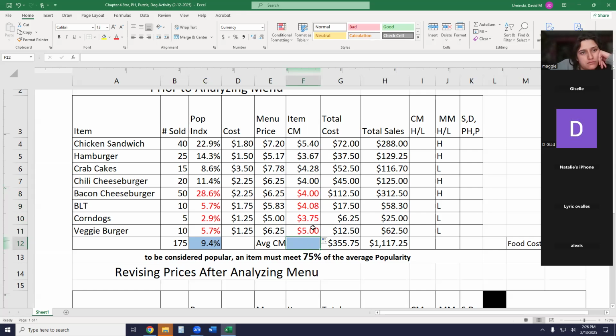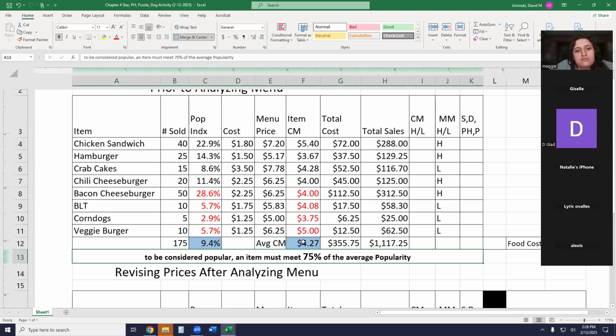So everyone look up for a moment. Check this out. I love Excel. Excel is one of my favorite Microsoft programs, because if I just click and drag and highlight all of these, and look down here on the bottom, it's very small, but it says sum, count, and average. Sum is the total, count is how many are highlighted, and the average is already right there, $4.27. No calculator needed. Excel does the math for you. Okay, so 4.27 is our average contribution margin.